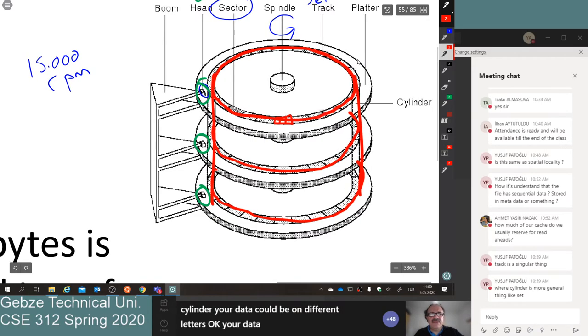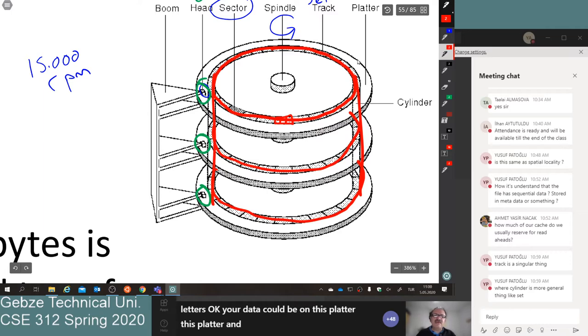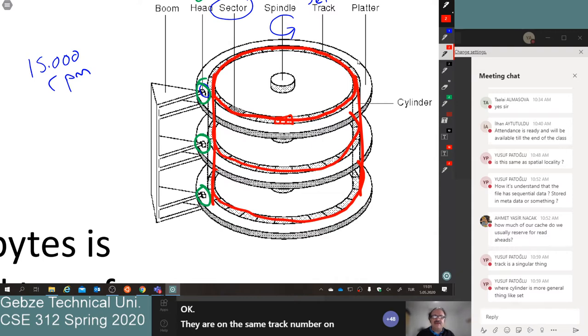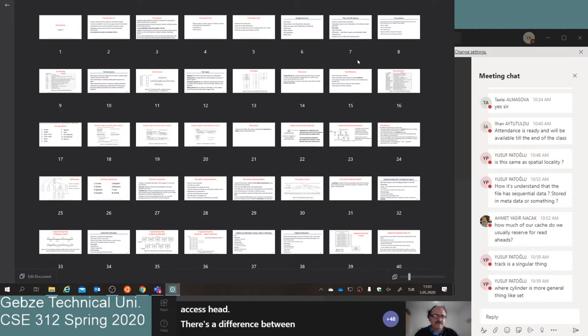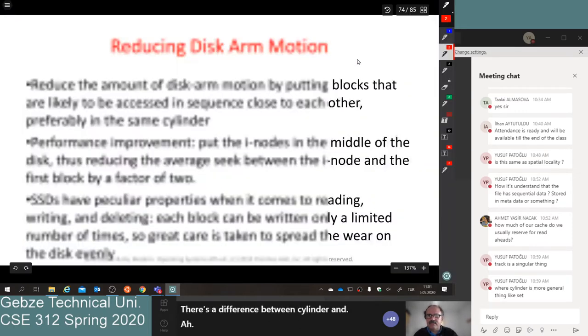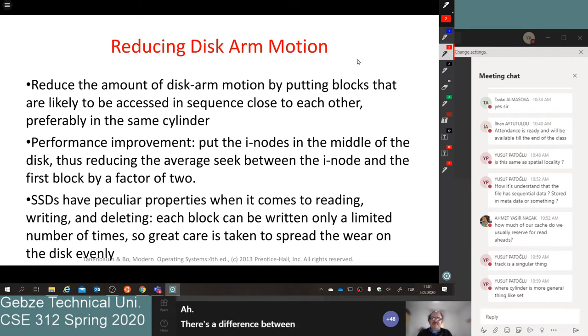If you keep your data on the same cylinder, your data could be on different platters. Your data could be on this platter, and this platter. Doesn't matter. If you use the same track on all of your platters for your file, then you don't have to move your read-write head. So whenever I say keep your data on the same cylinder, they are on the same track number on different platters, but they are on the same cylinder. You don't need to move your access head. That's the difference between cylinder and track.